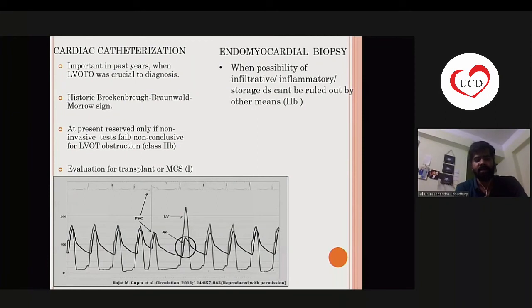Cardiac cath has a historic role, no doubt, but now due to advanced non-invasive methods, its role has become quite limited. However, if we fail to establish an LVOT gradient by non-invasive tests, it can be used. And in transplant patients waiting for transplants, terminal patients, it has a role. The lower panel showing the classical Brockenbrough sign, that is post-PVC, there is a fall in the pulse volume and the pulse pressure, unlike that.